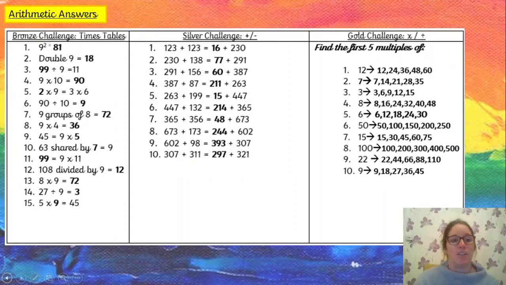Okay, so here are your answers. Okay, make sure you've got those right. Hopefully you remember that the first 5 multiples are the first 5 in the multiplication table. Okay, some people get those confused with factors, but hopefully you realise that.